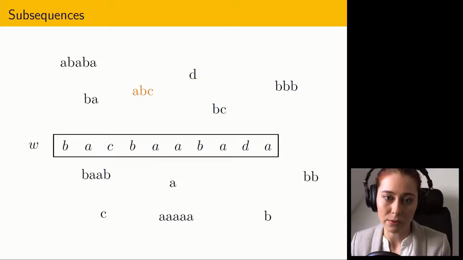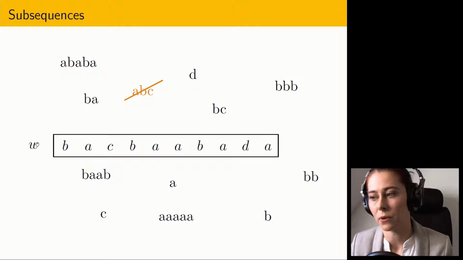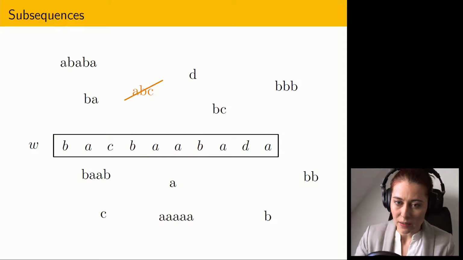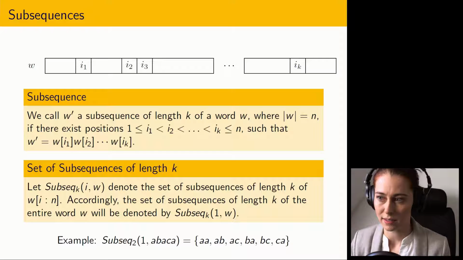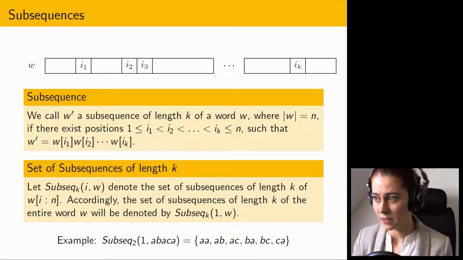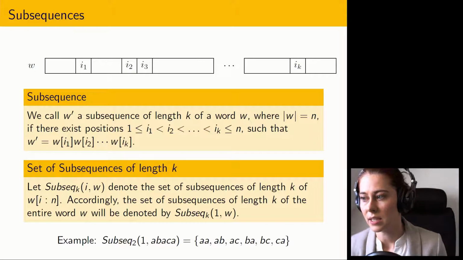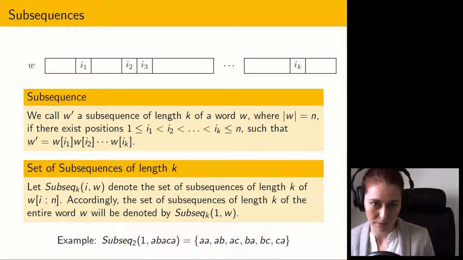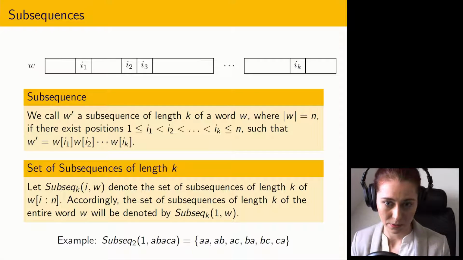So ABC, for example, is not a subsequence, since we do not have the letters A and B in correct order appearing before the only C in the word. Subsequences are sometimes also called scattered factors and can be formally defined like this. Here we call W prime a subsequence of length k of the word W if there exist positions I1 to Ik such that exactly these positions build up the subsequence W prime, and the order is important in this case, of course.